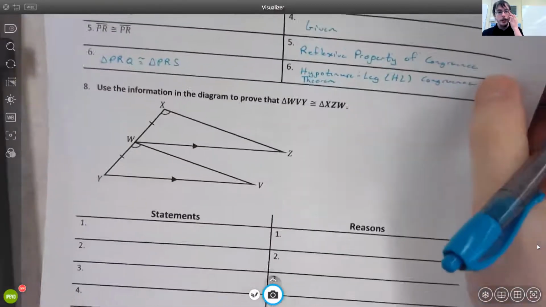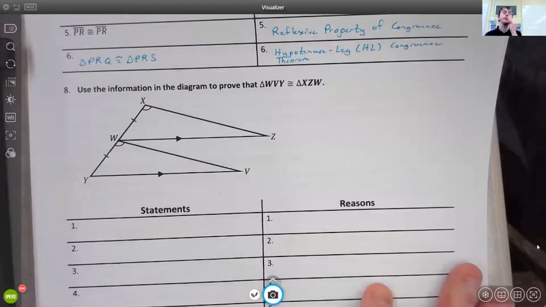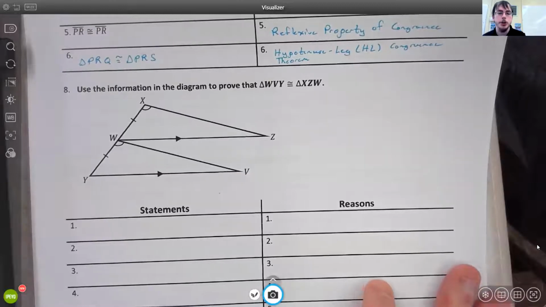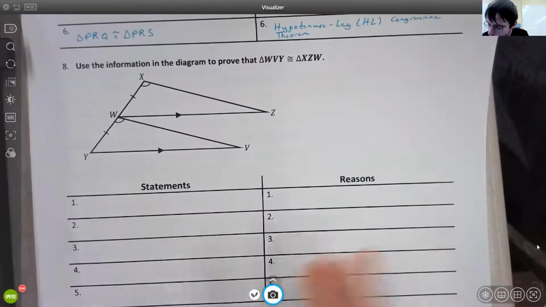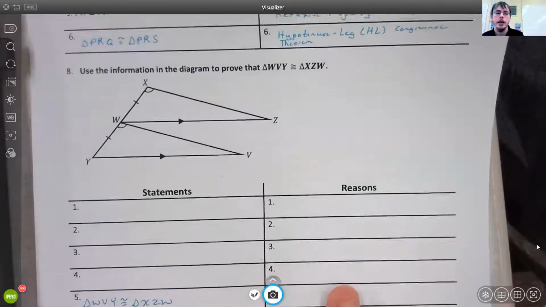Then let's look at number 8, our final example here. This one we're going to write the entire proof. Use the information in the diagram to prove that triangle WVY is congruent to triangle XZW. So that's going to go in our last statement. Triangle WVY is congruent to triangle XZW.